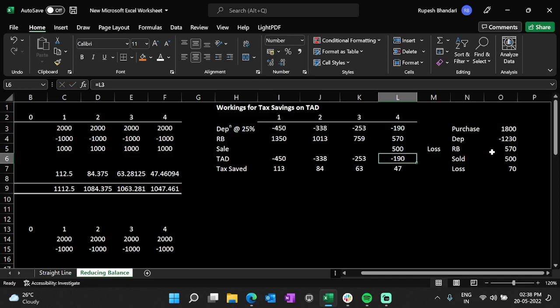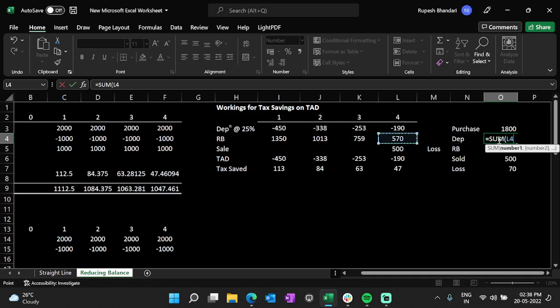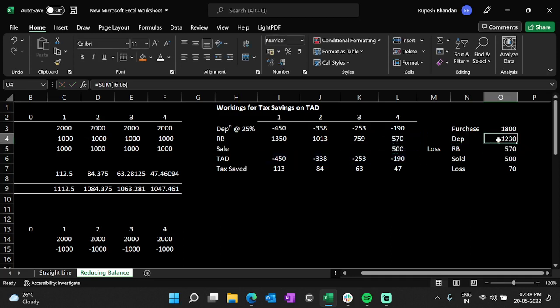right? So you see, if you add these things up, you'll have 1230, right? What you should have is 1300. Okay, so what you should do is just add in 70. So this TAD figure should be adjusted. Okay, this TAD figure should be adjusted. So let me just sum all this up, and then let's just remove that. Let's just add in this figure over here, and let's just remove the loss thing as well, right?